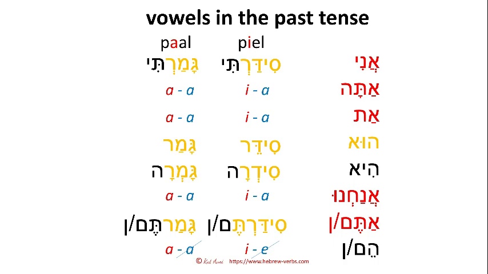So guys, this is always the same. With this pattern, you can go through every binyan, and that is the whole explanation of the vowel change.